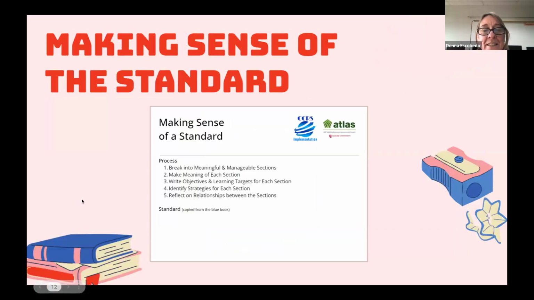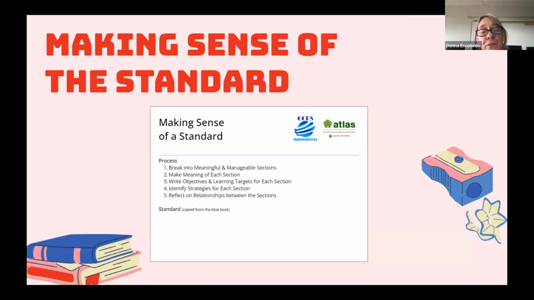All right, so this is the Making Sense of a Standard worksheet. This is part of the CCRS and also on the Atlas website. When you look at the standard and you have confusing language, and there's skills they need to know and skills they need to still develop, how do you approach this? If you're coming in at the D level, there can be a lot that comes before that level. So looking at the standard itself, how are you going to break it down?